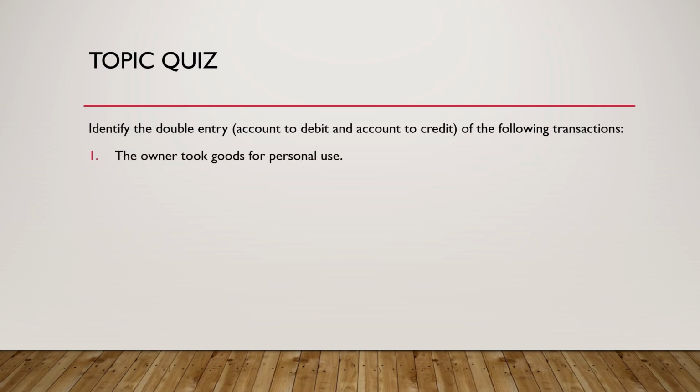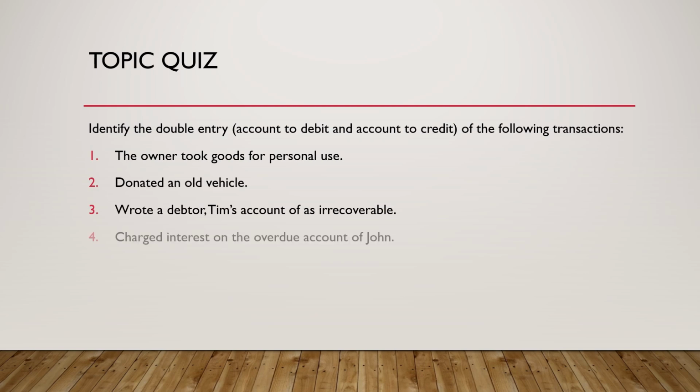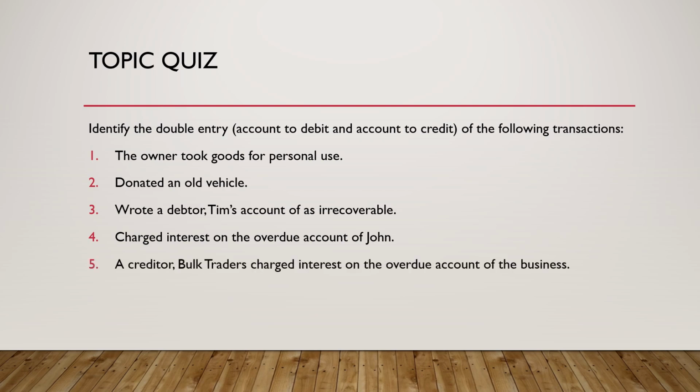Number 1. The owner took goods for personal use. Number 2. Donated an old vehicle. Number 3. Wrote a debtor Tim's account off as irrecoverable. Number 4. Charged interest on the overdue account of John, also a debtor. Number 5. A creditor, Bulk Traders, charged interest on the overdue account of the business. Number 6. Bought equipment on credit at Office Equipment. Pause the video now.